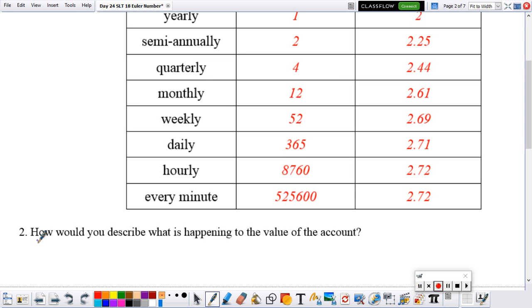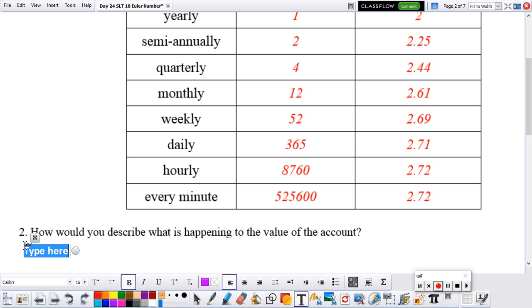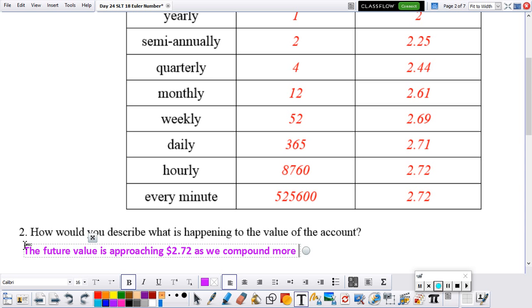So I would say the future value is approaching $2.72 as we compound more frequently.